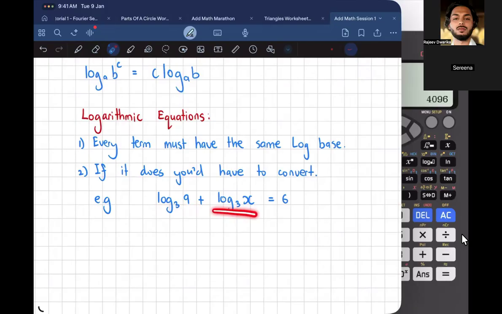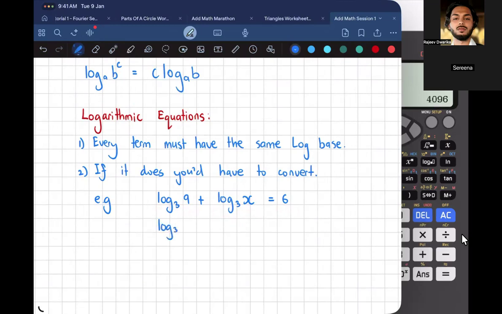That's not the main thing. Look at the base. What's the base? Base 3. Does this have base 3? No. So that's a problem, right? It's not in terms of log base 3. So we have to do something about that.